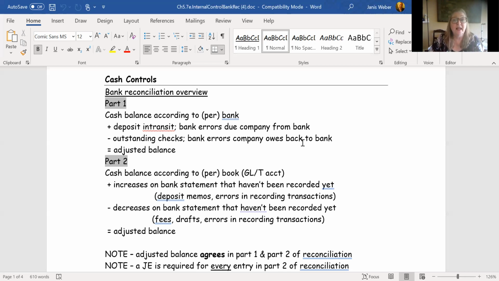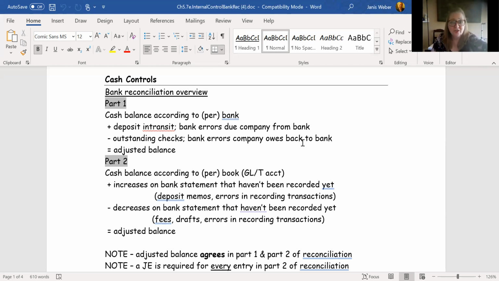In any case, the bank can have an error, but most of the time the bank does not. Most of the time the bank balance that you see on your statement needs only two adjustments: you add back deposits in transit and subtract outstanding checks.